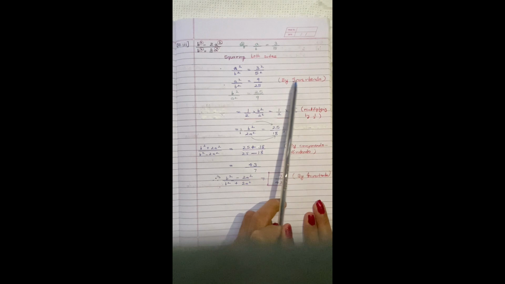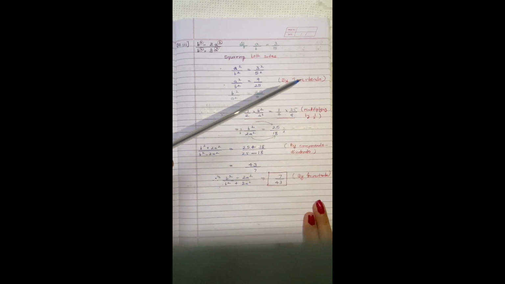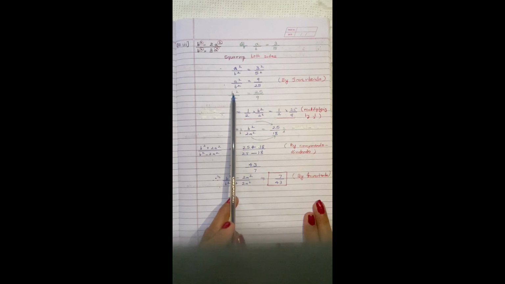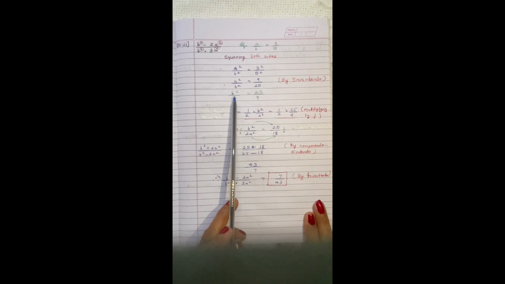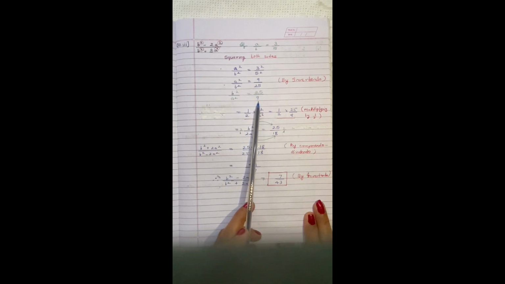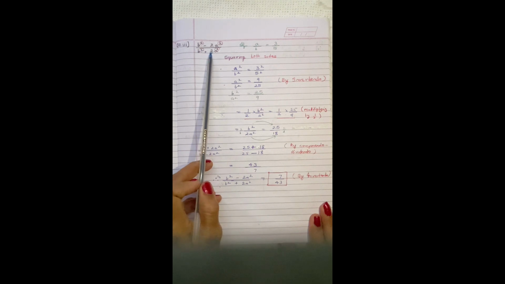So by invertendo means you have to write numerator into denominator and denominator into numerator. Why? Because here they have given us b square first and then a square. So it has to be b square upon a square, that is 25 upon 9. Now this equation we are multiplying by 1 by 2. Why? Because there is 2 here. So for further calculation we have to multiply this equation by 1 upon 2. So b square upon 2a square is 25 upon 18.